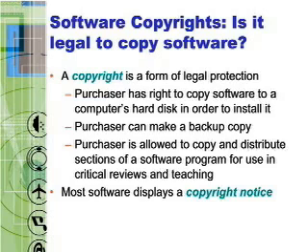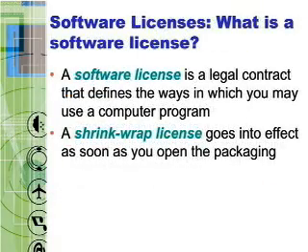A software license or license agreement is a legal contract that defines the ways in which you can use the computer program. Typically, computer owners purchase the right to use software that's distributed under a single user license that limits the use of software to only one person at a time. Schools, organizations, and businesses sometimes purchase a site license, multiple user license, or concurrent use license, which allows more than one person to use the software.